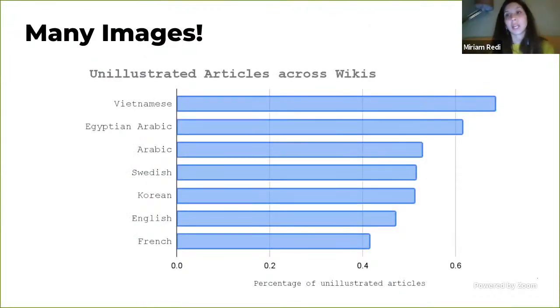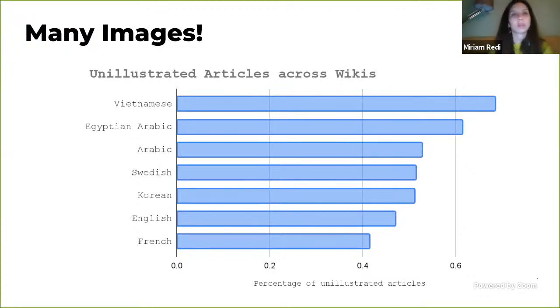The problem is that Wikipedia is missing many images. So around 50% on average of Wikipedia articles are not illustrated. And if we think about raw numbers, English Wikipedia only has 6 million articles. This means that 3 million articles do not have an image. And some articles might not need an image, but most do. So the scale of the problem is huge.